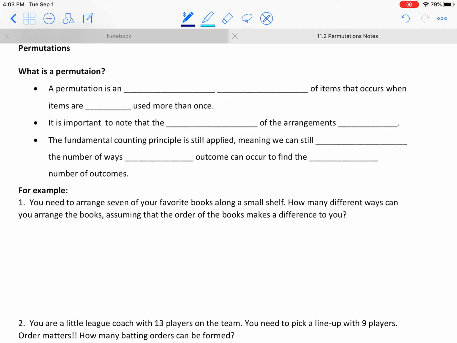Hello and welcome to a lesson on permutations, which I managed to spell correctly here and then misspell here. I forgot a letter in that, but what is a permutation?